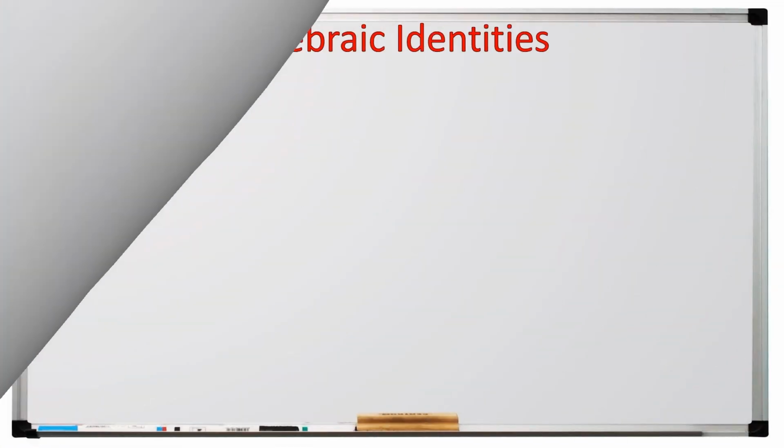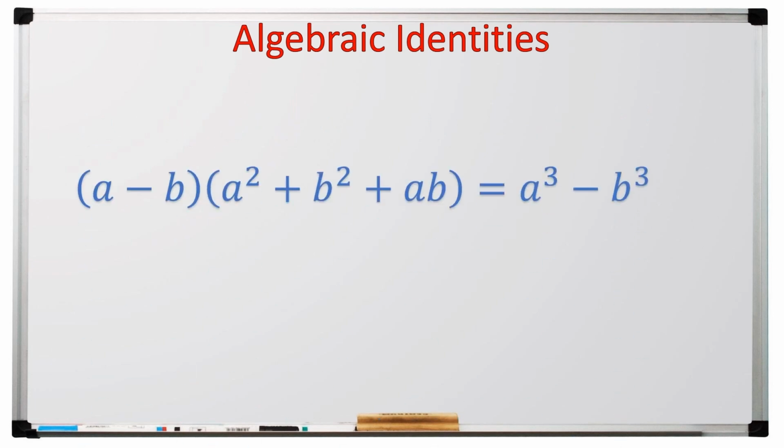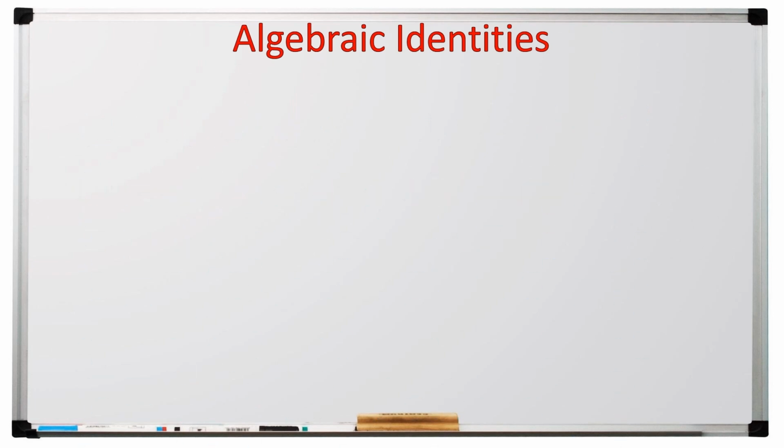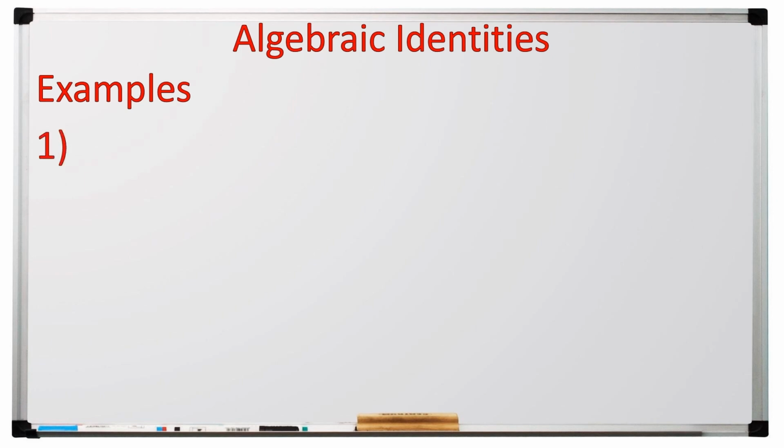Next, we will explore the summation of cubes. Similar to the previous one, we have subtraction of cubes. Finally, we've reached the last identity, which is the multiplication of x plus a and x plus b. Here are some examples to deepen your understanding further.